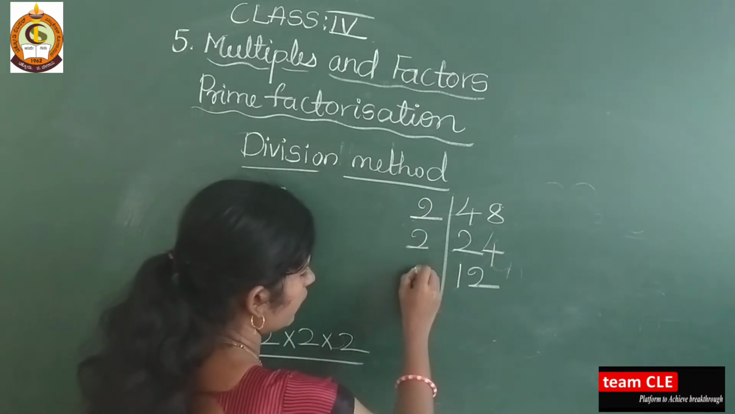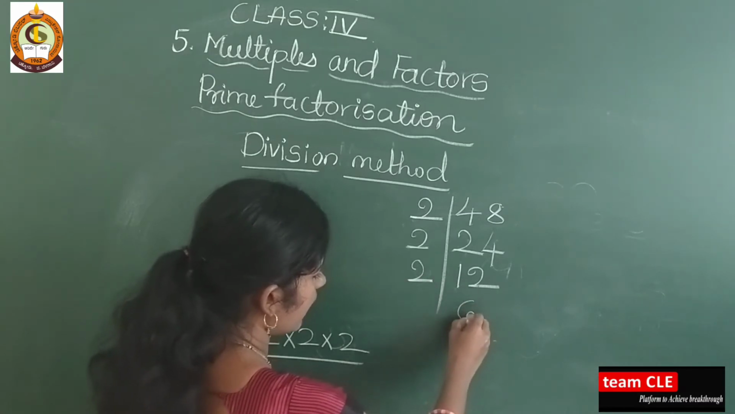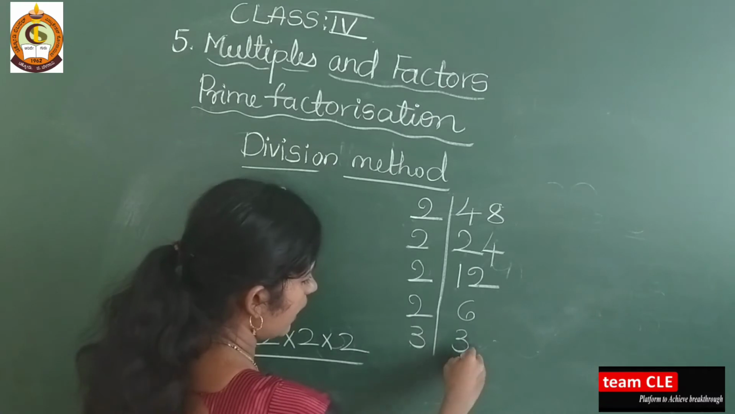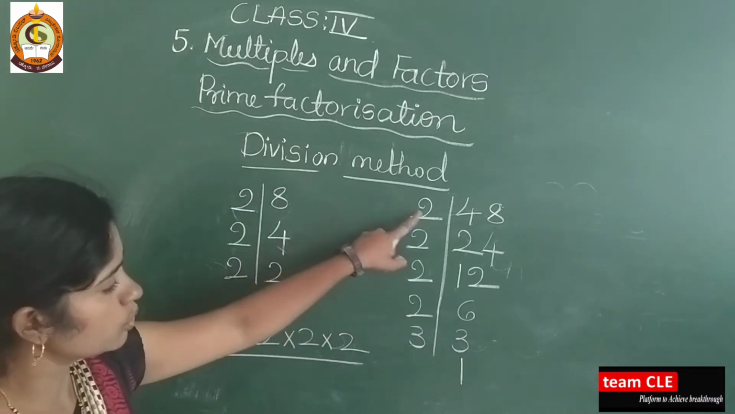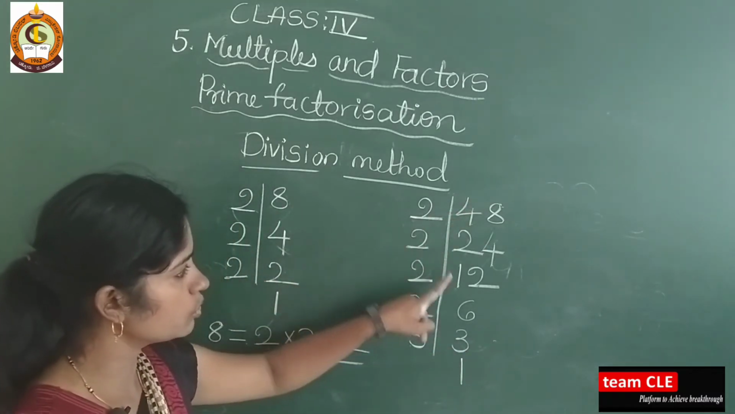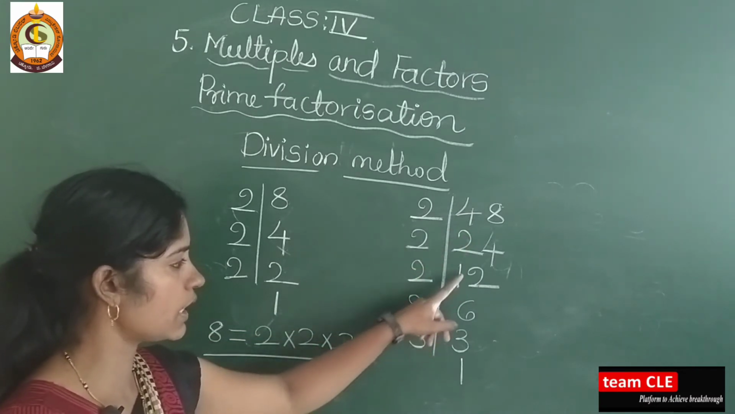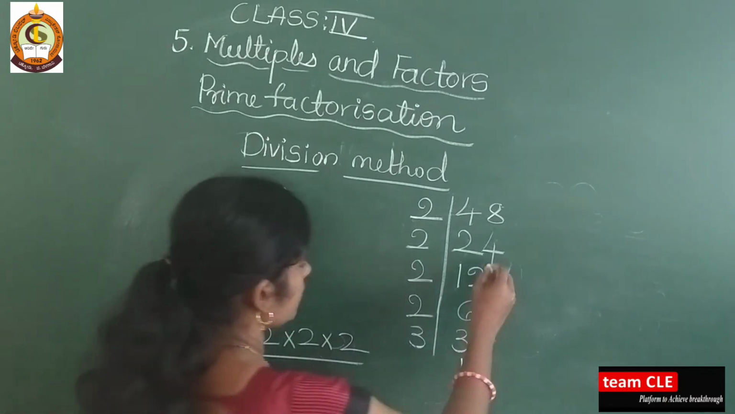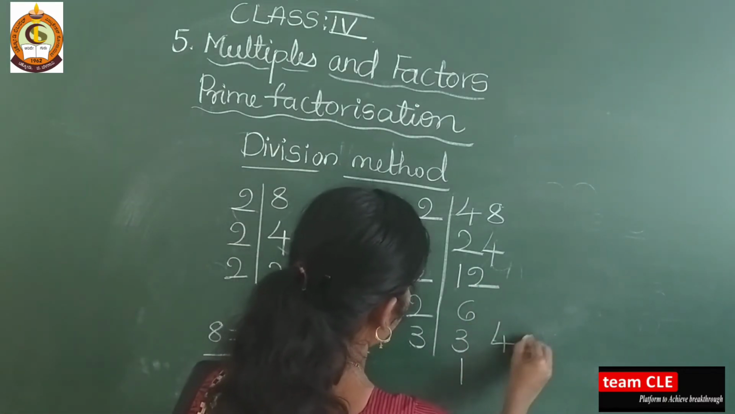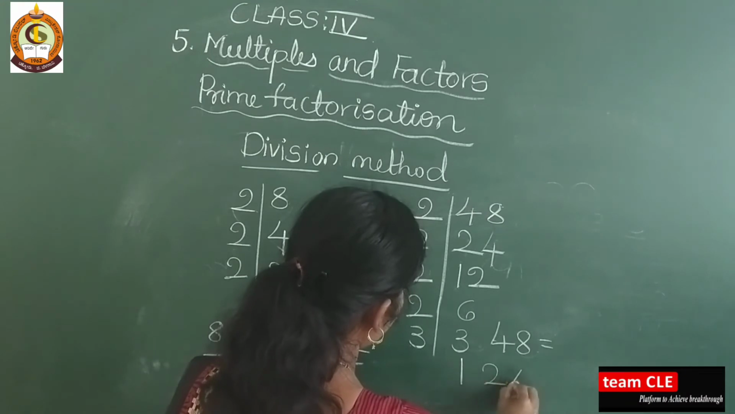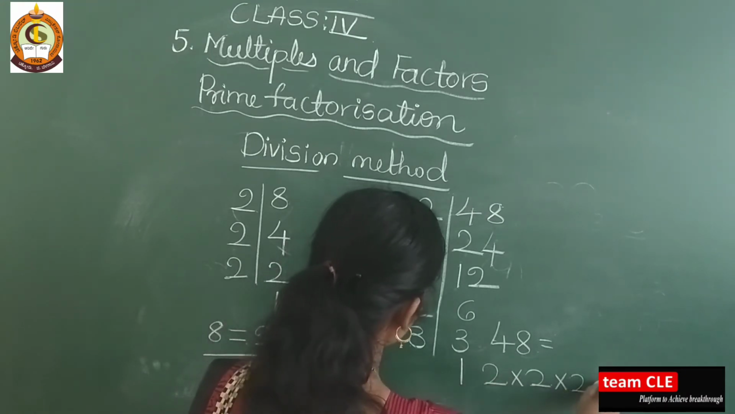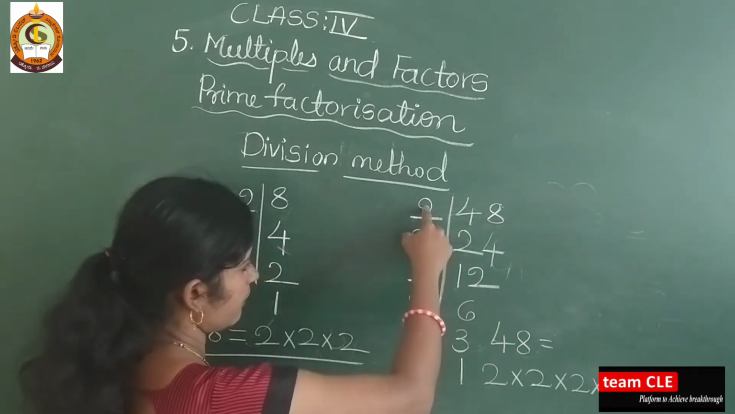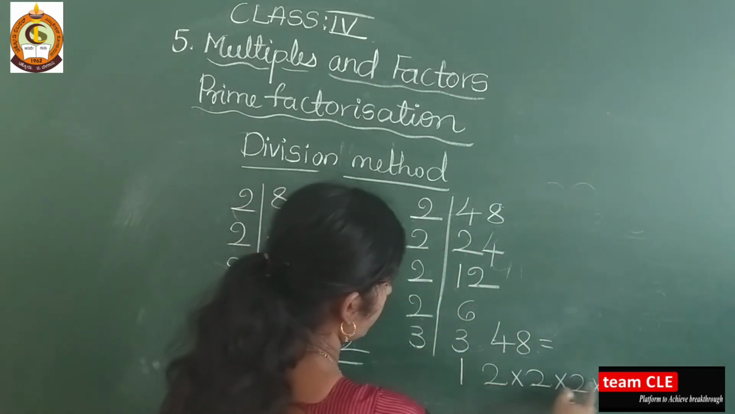2 2s are 4. Next you take 2, 2 6s are 12. Next 2 3s are 6, 3 1s are 3. See here, 2 24s are 48, 2 12s are 24, 2 6s are 12, 2 3s are 6, 3 1s are 3. So here the prime factors of 48 are 2 into 2 into 2 into 2 into 3. Here 2 is repeated 4 times, 1 2 3 4.